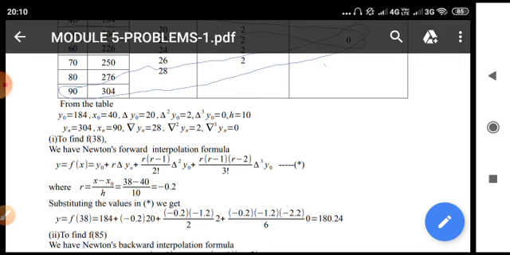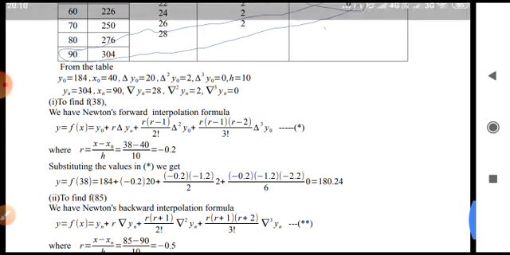Where r is given by x minus x naught divided by h, where x is the point at which the y value is required, that is 38. X naught is the first value of x, that is 40, h is 10. So 38 minus 40 by 10, we get r as minus 0.2. Substitute r, delta y naught, del square y naught, del cube y naught in equation star.